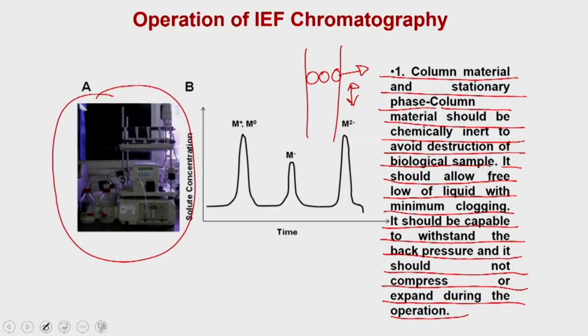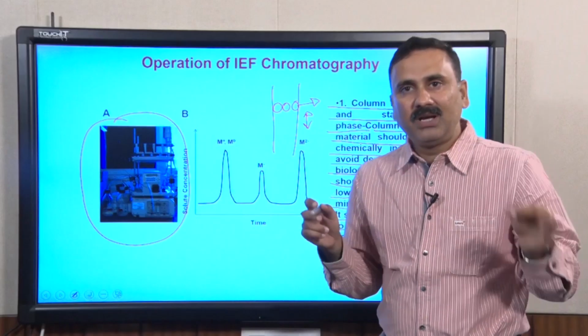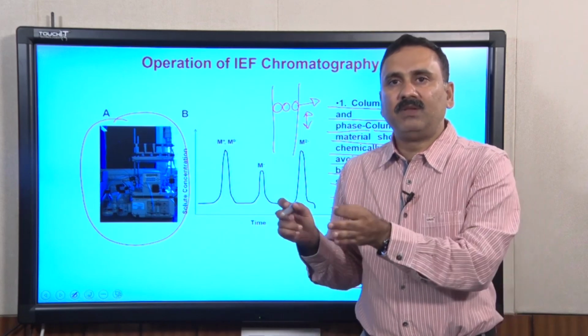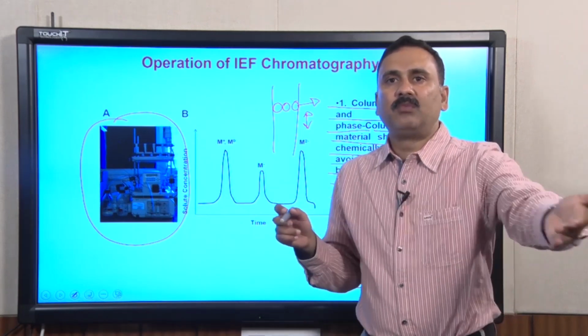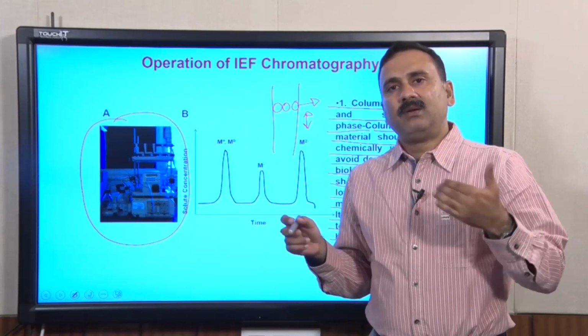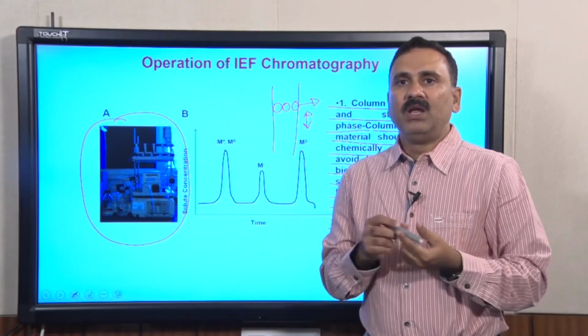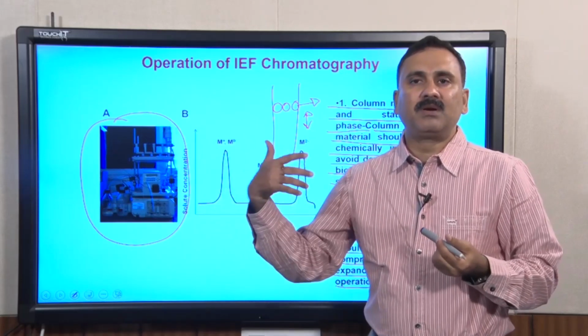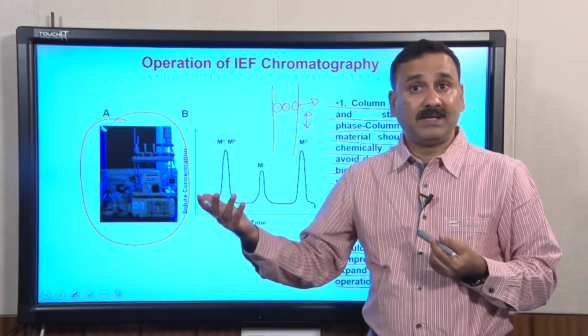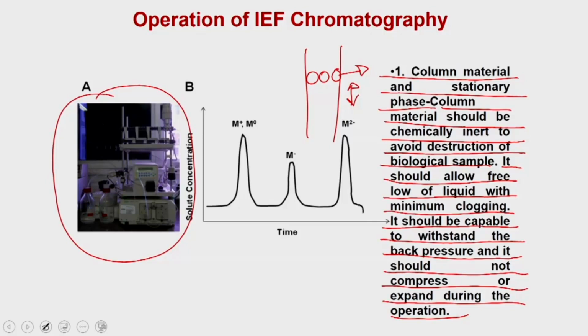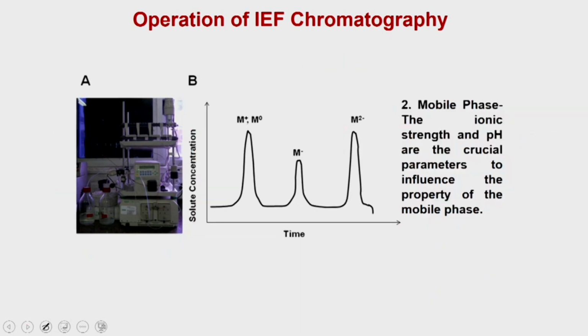The other thing is that the material you use should be chemically inert, so that it does not react with the protein. If it reacts, the protein will get modified and will bind to these beads, and then it will not come out when you add the reversible competitive anions or cations. So, first you prepare the column. Once the column is ready, then you load your sample.